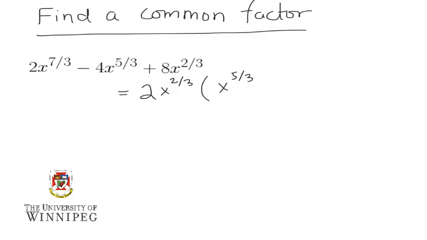Our next term, after we factor 2x to the 2 over 3 out, is going to be negative 2 times x. Now why is this the case? Well, let's go ahead and multiply these two terms together. 2 times negative 2 will give us our negative 4. And when we multiply our two x's together, we're going to add our exponents. 2 over 3 plus 3 over 3 is equivalent to 5 over 3. And finally, our last term after factoring should be 4.